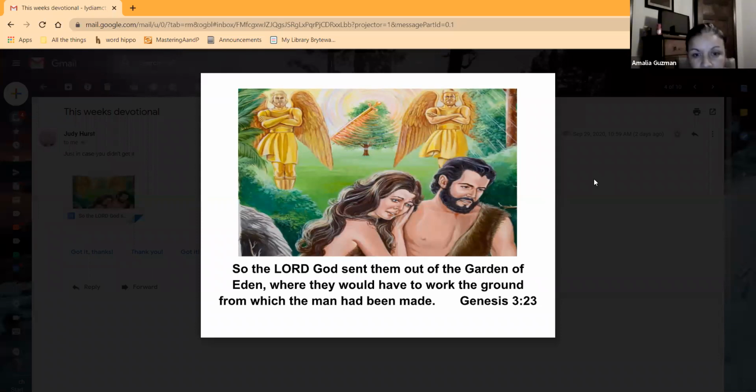Yes. Good. Okay. So the Lord God sent them out of the Garden of Eden, where they would have to work the ground from which he had been made. Genesis 3:23. Does anybody know which book of the Bible is Genesis? It's the very first one. And does anybody know why the Lord God sent them out of the Garden of Eden?